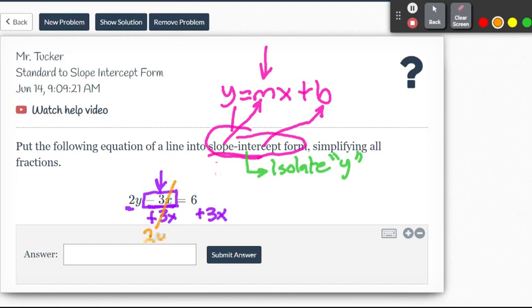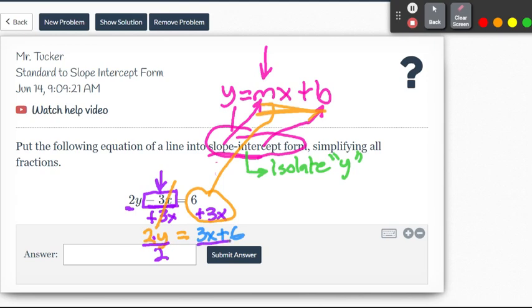So I get 2y is equal to, and then I want to order and organize this to look like my slope-intercept form. So I want the x to go first, and it doesn't matter which way it goes because you can add in any direction because of the associative property. So we can say 3x plus 6, and then the only thing I have to do is divide by the 2. The 2 is being multiplied, so its inverse operation is divide. So I divide everything by 2.